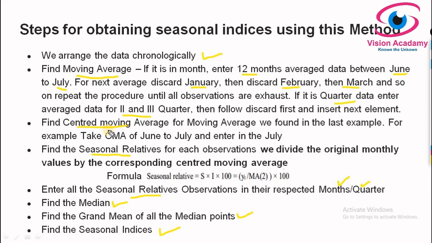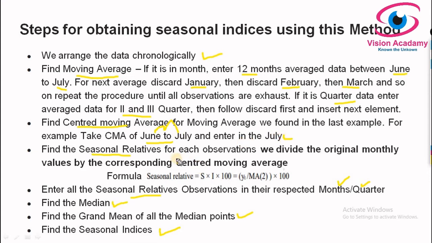In the third step, we need to find the centered moving average. This is the average of the moving average. We need to take the center of the moving averages, that is the centered moving average. I told you if it is monthly data, we put the first average between June and July. So we need to take the June and July values, center them, and enter the result in July.